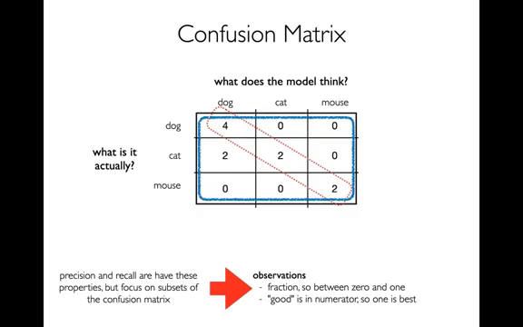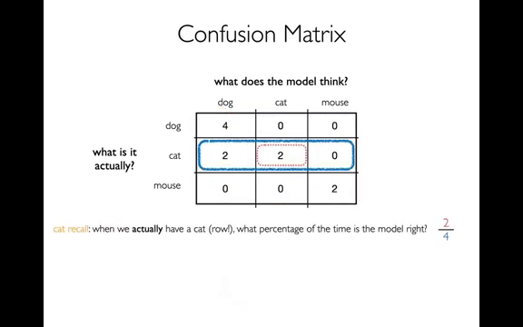Precision and recall have those same properties, but they're going to be on different subsets of the matrix. We aren't going to be taking the whole diagonal divided by the whole matrix. It turns out we can actually have these metrics for each class. So I'm going to have 6 different metrics here: dog recall, cat recall, mouse recall, and similarly dog precision, cat precision, and mouse precision. I'm just going to look at a few of these.